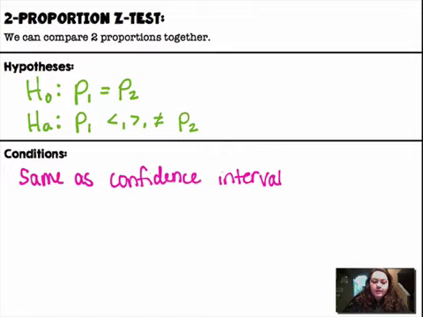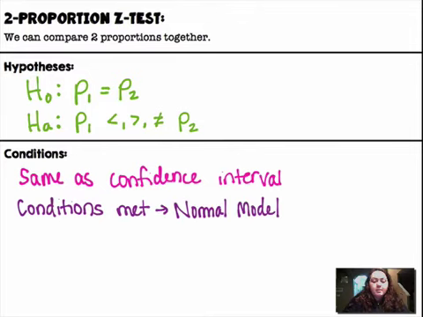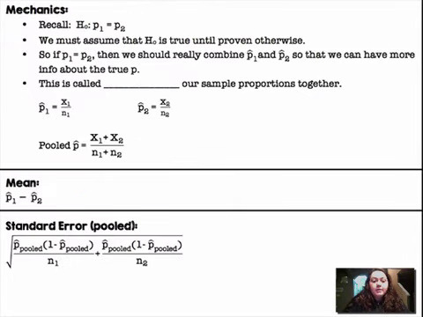The conditions are going to be the exact same as we had for a confidence interval. All right, we're going to say conditions met, normal model, a 2 proportion Z test if we're doing a Z test. All right, mechanics. Our null hypothesis is P1 equals P2. So we must assume that the null hypothesis is true until proven otherwise. So if P1 is equal to P2, then we should really combine P hat 1 and P hat 2 so that we can have more info about the true proportion. This is called pooling our sample proportions together.